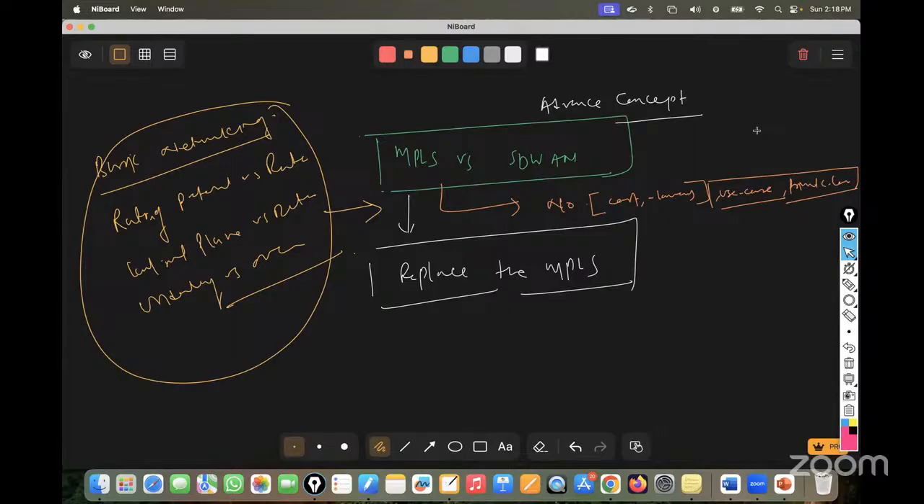Good try, brother. So you can control from a single location if you use SD-WAN technology. Okay, thanks for the feedback.